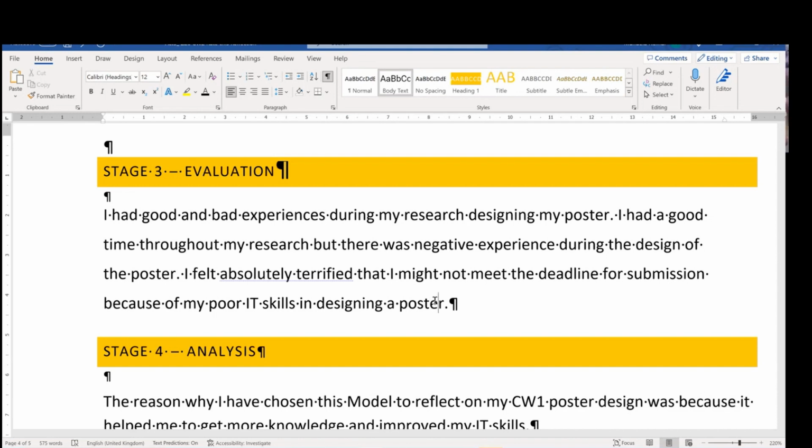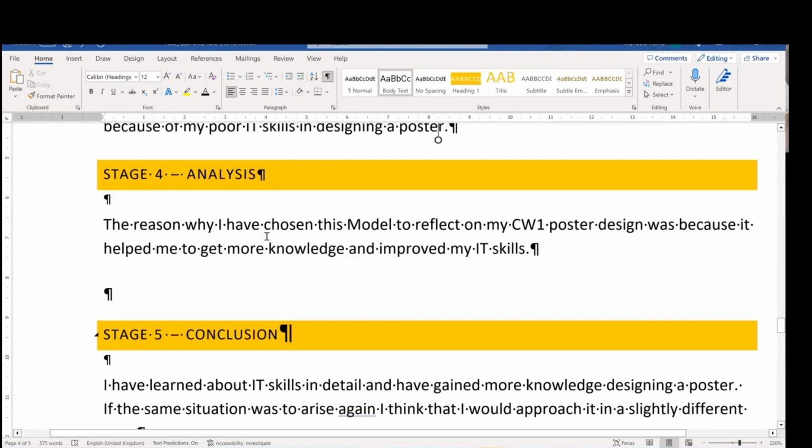You have to go away from essay writing into academic writing. And this can be done at university. So you can join a library academic writing course. And I would actually recommend it because it's really good.